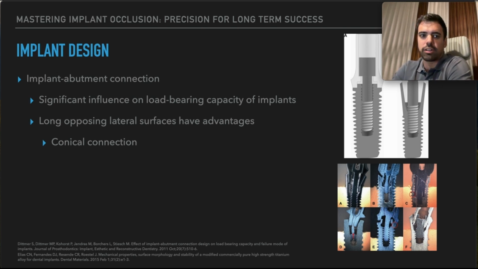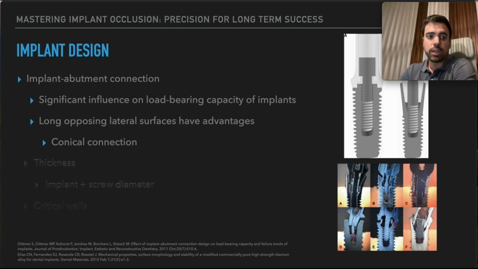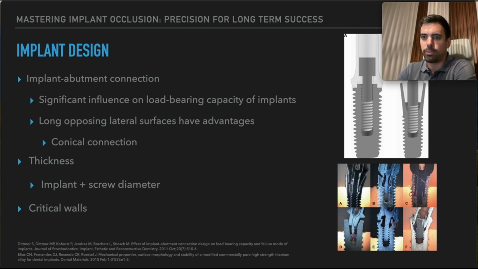If we place conical connections, we may have more advantages, not only because of the load distribution, but also due to platform switching and other things that are out there, and we know they work and we know they preserve bone. And then the thickness of the implant as well. If we have very thin implants, they're very likely to break. If we have a 5 millimeter implant with a 3.4 platform, then we do have enough implant structure to hold the forces, and the implant probably won't break.